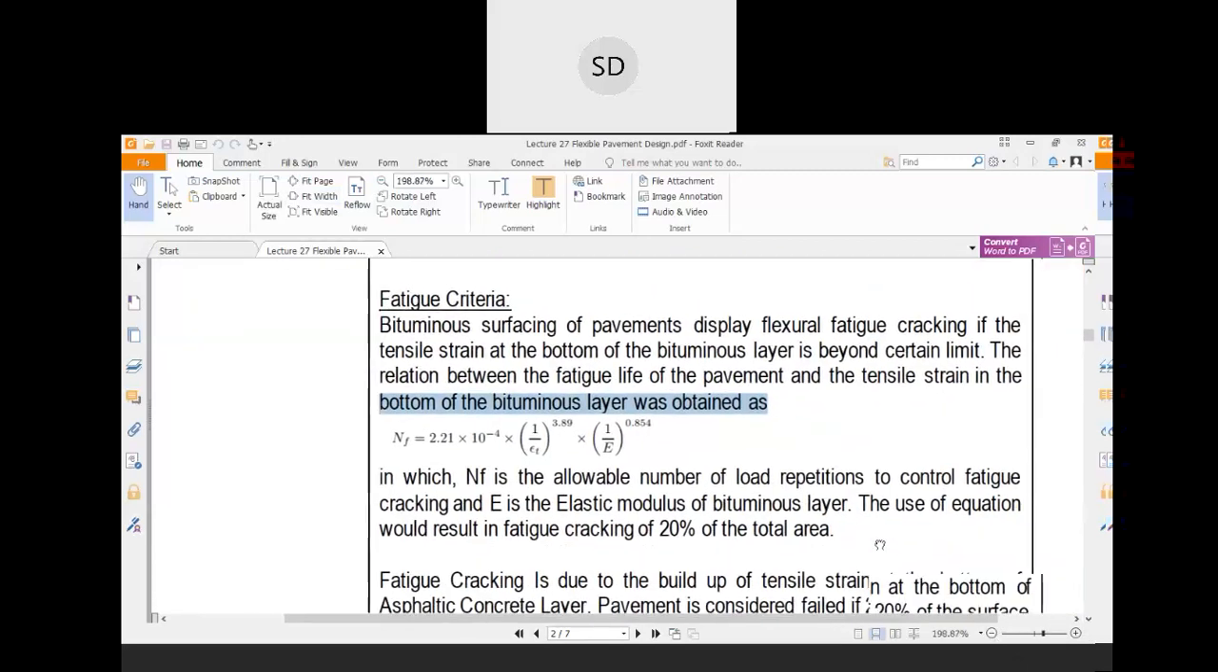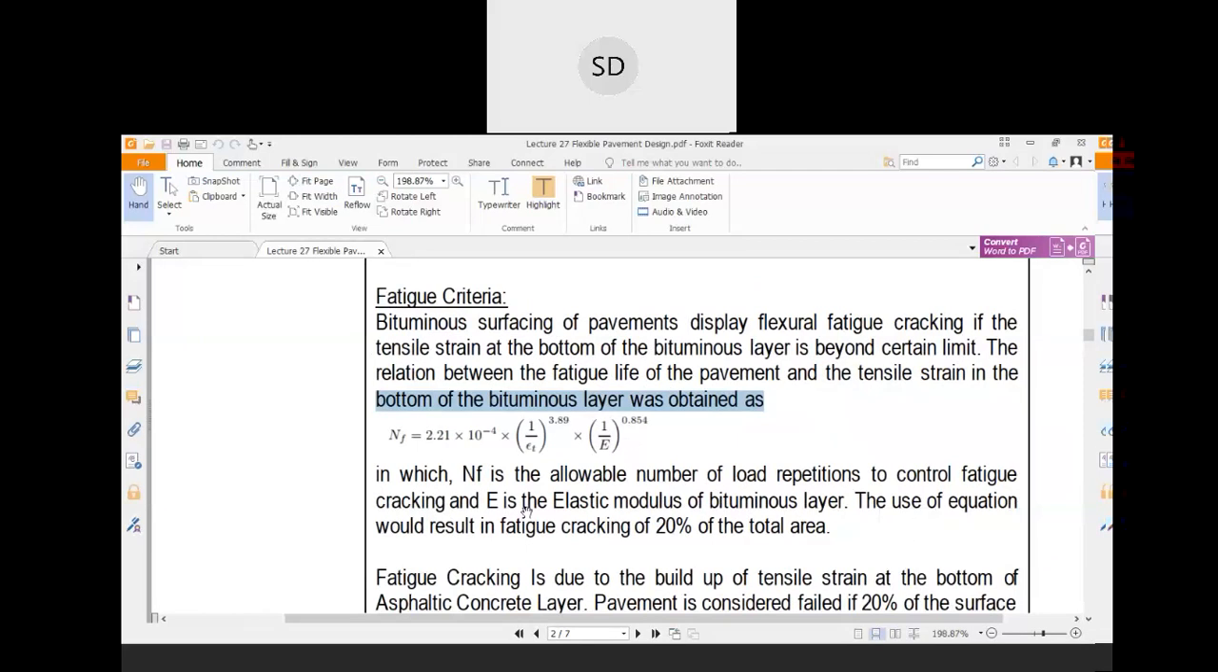So that is basically the total number of load repetitions to control fatigue cracking, and E is the elasticity modulus of the bituminous layer, and epsilon T is the tensile strain generated over the bottom surface. So see here, tensile strain generated over the bottom surface and elastic modulus is related to the allowable load repetitions of the flexible pavement, and this is called fatigue criteria.